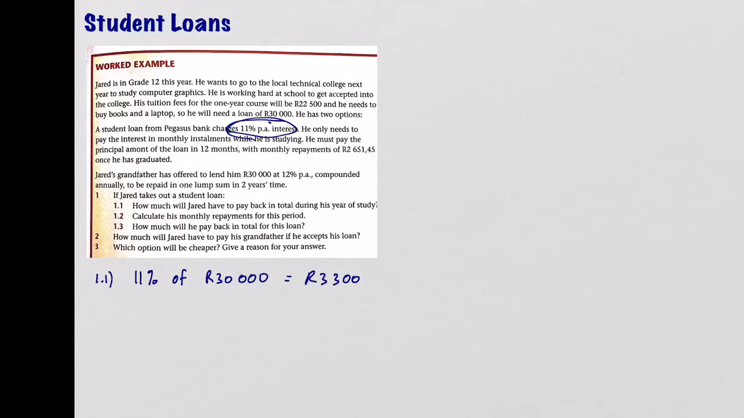Question 1.2, calculate his monthly payments for this period. Now they're referring to the period that he's still doing his one-year course. So it's this 3,300, which is the total interest that he has to pay for the year, divided by 12 to get a monthly rate of 275 Rand.